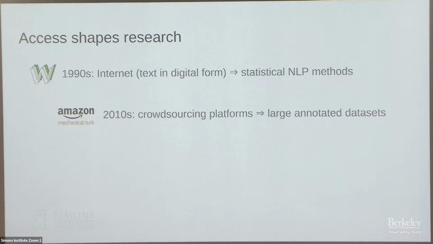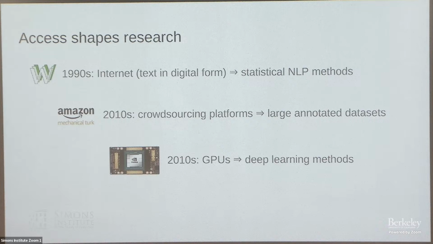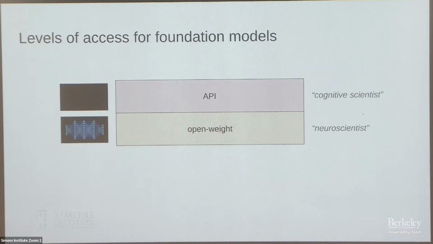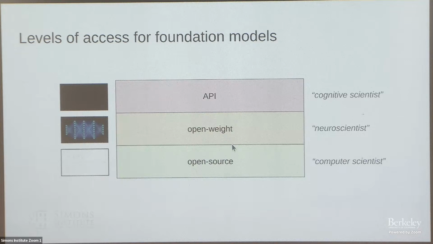In the 2010s, there were crowdsourcing platforms like Amazon Mechanical Turk, and this led to the rise of large-scale datasets like ImageNet and SQuAD and others. And that wouldn't have happened without crowdsourcing. And of course, without GPUs, we wouldn't have deep learning. So for foundation models, there are 3 levels of access: access to just a black box API, access to weights, and open source access. And I'll explain what that means later.